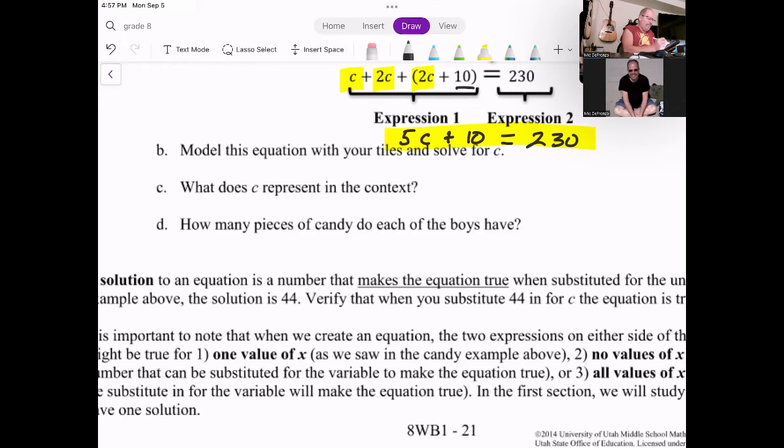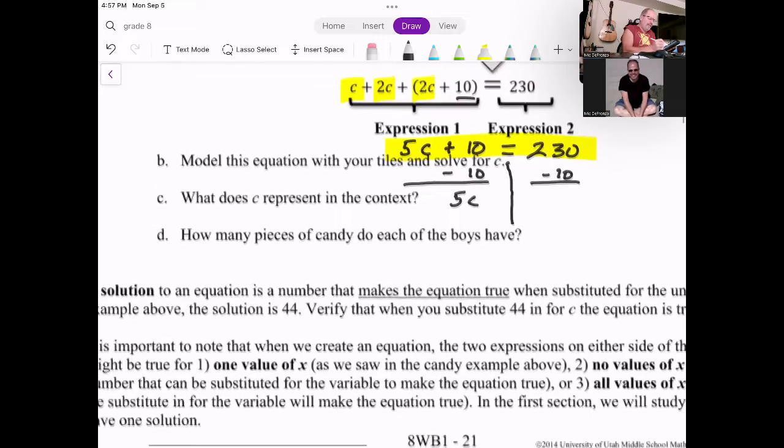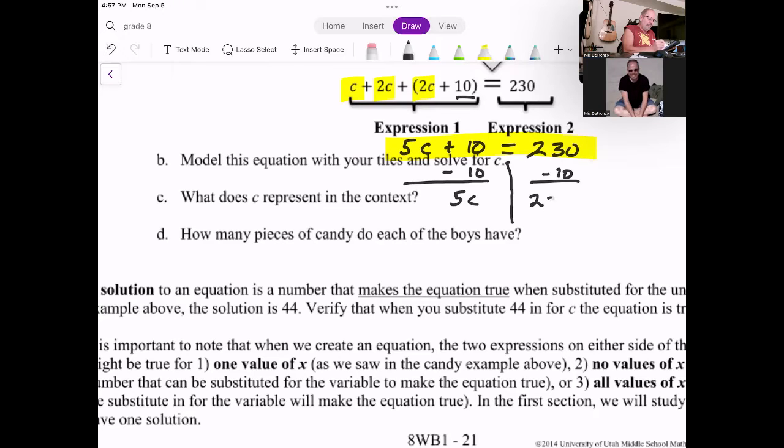Then we would have to use the subtraction property of equality, which says that we can subtract the same amount from both sides of that equal sign without changing anything. So 5c plus 10 and then minus 10 just leaves the 5c there. And that's in fact why we did it. And then equals 220.